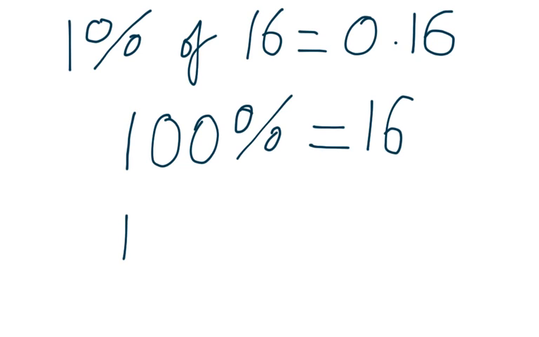So it's much easier to do 16 take away 0.16 than to go all around the houses and work out 9 lots of 10% and 9 lots of 1% and try and add it all together. Much, much easier to do it that way. I won't answer that question that's on the board now. I'll let you guys see if you can work out 99% of 16.